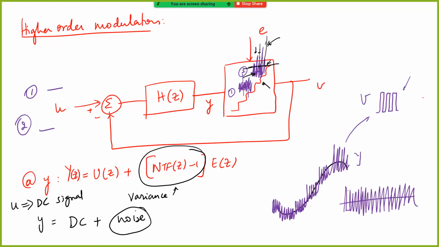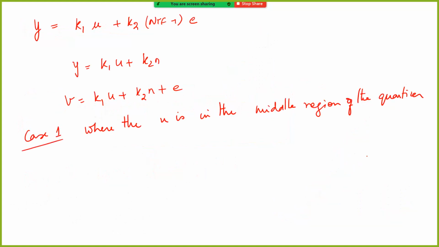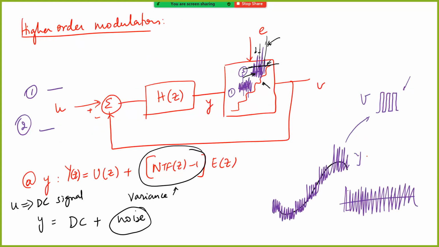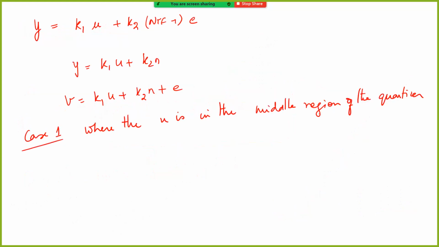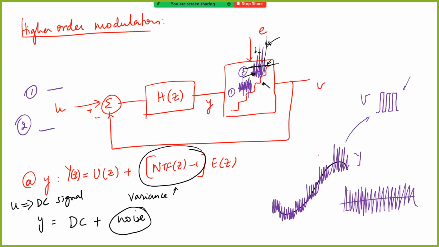What I'm saying is, this black curve is u, and this is the noise, and we say that y is k1 times u plus k2 times n. That's because of the loop, and the v is basically given as this plus some additional noise e. Now, how are k1 and k2 related when the input is around the middle of your quantizer range? Will they be equal? Will they be different? What do you guess?